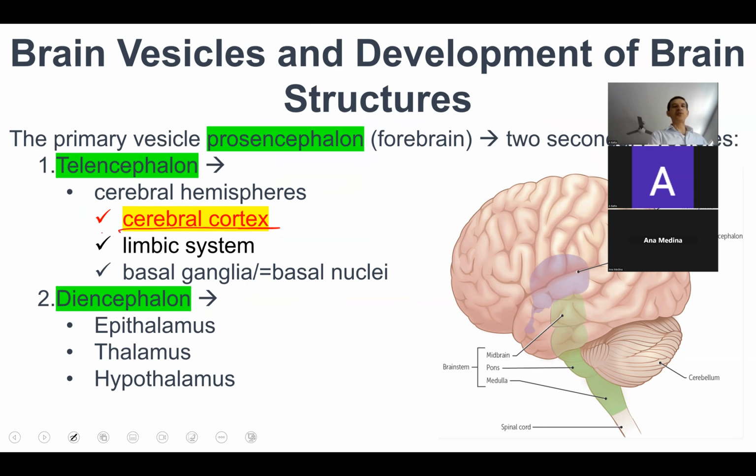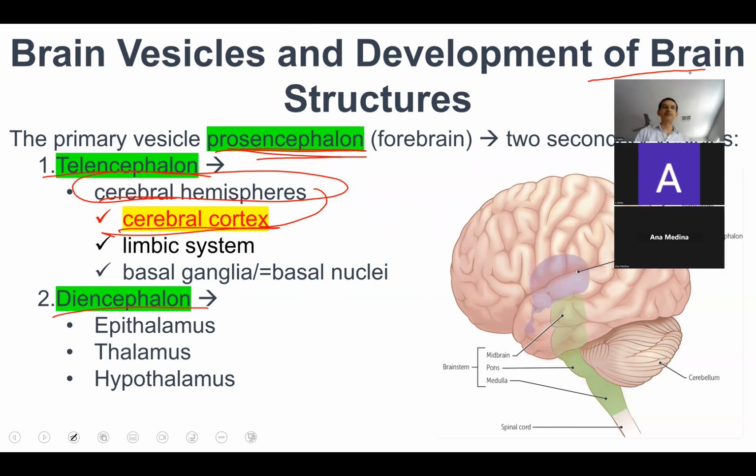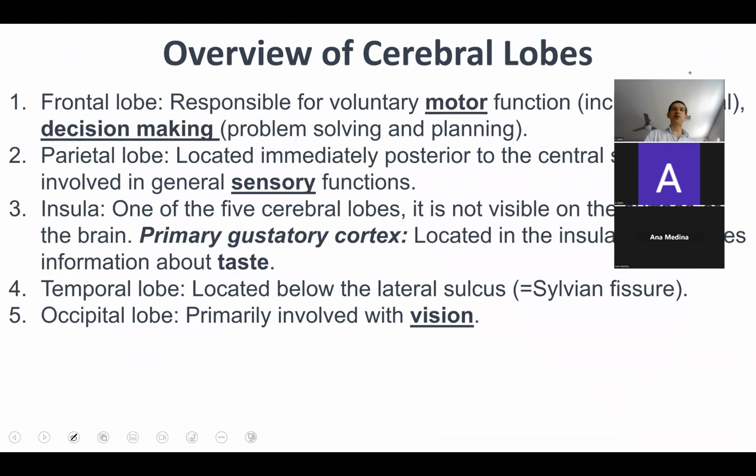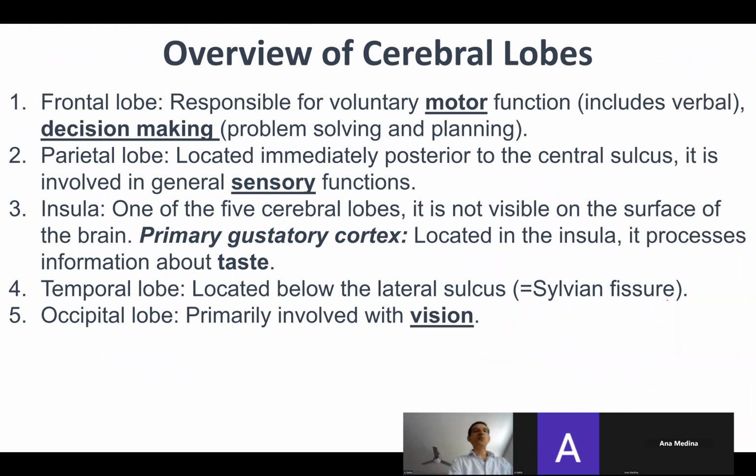All right, let's talk about the parts of the telencephalon called cerebral cortex. Once again, the prosencephalon is the primary vesicle that forms telencephalon and diencephalon. So now we're going to talk about the cerebral hemispheres, and what we're going to address here is the cerebral cortex. That's what we see on the brain when we think about the brain, and those would be your lobes that you've already seen on the pictures here. We have frontal, parietal, temporal and occipital lobes.